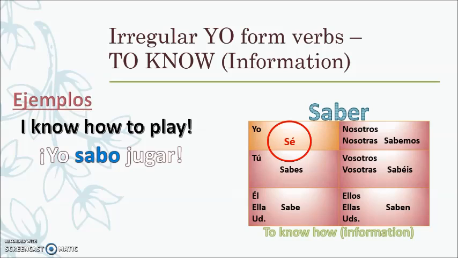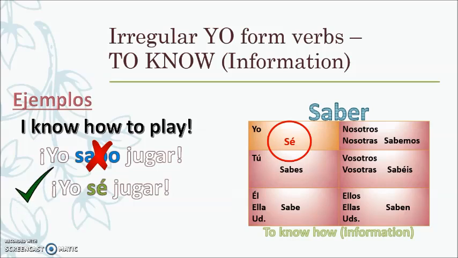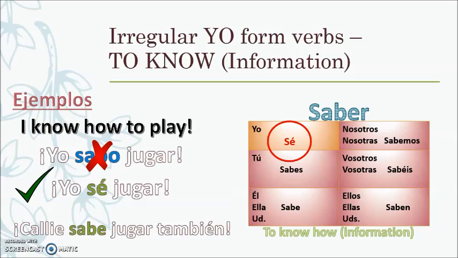Yo sabo jugar. But that's what little babies say, and we don't want to say that. We don't want to sound like a baby. So we say yo sé jugar. So even when babies say that, moms have to correct their children and say, no, it is yo sé, not yo sabo. But everything else is normal, so I could say Callie sabe jugar también. Callie knows how to play too. Y le gusta mucho jugar.